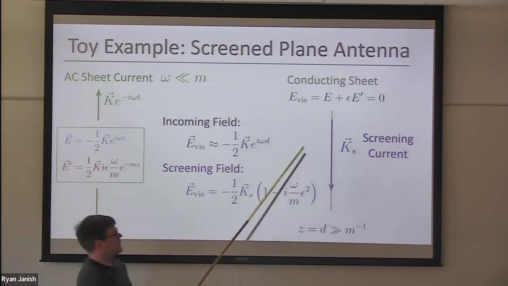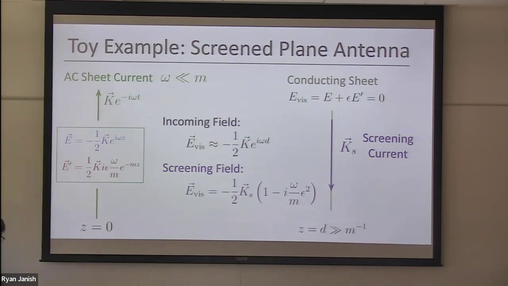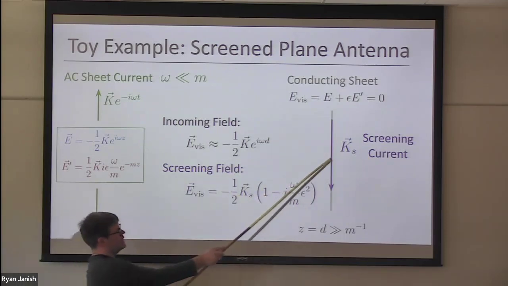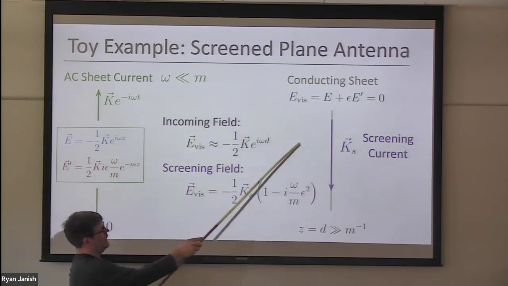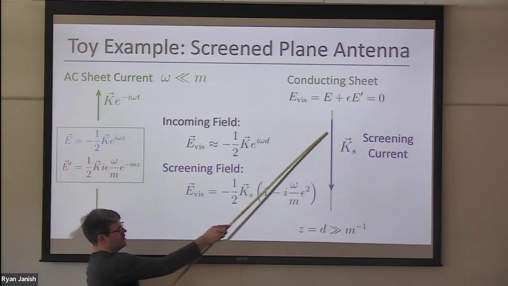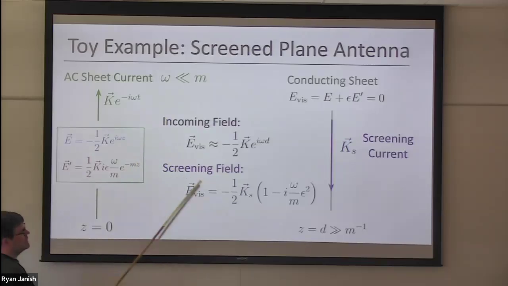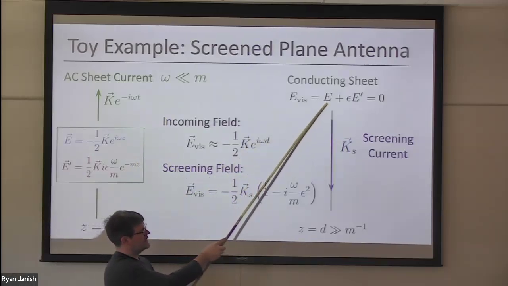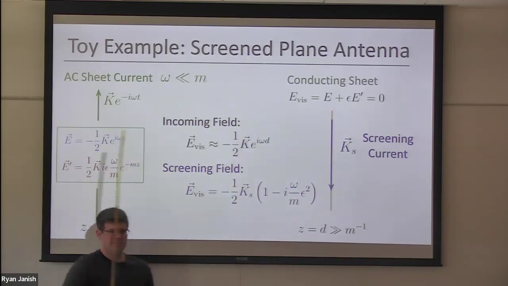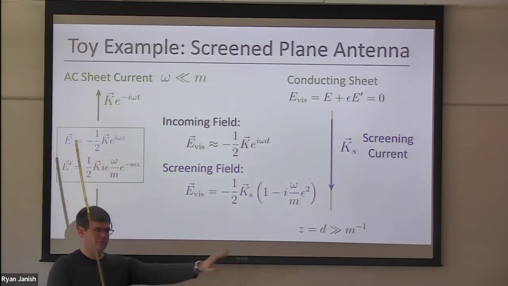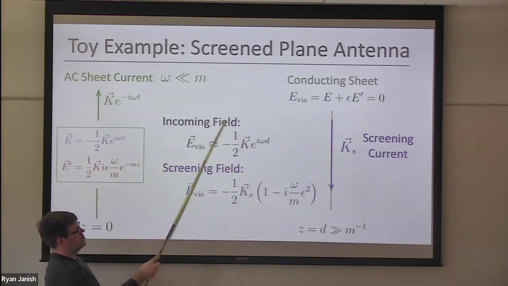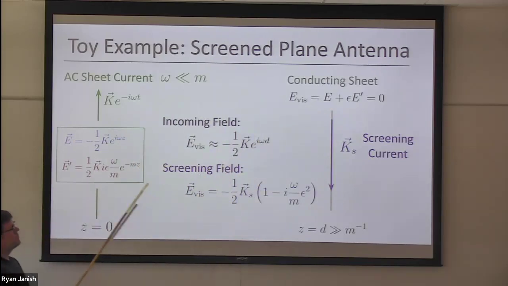So the conductor tries to enforce this boundary condition, that the visible field goes to zero. What we want to compute is this screening current. We want to ask, what is the visible field impinging on here? In this case, where they're far separated, the visible field nominally has components from both the massless and the massive fields. The massive component is going to die off long before it reaches here. So what's hitting here is essentially just this massless plane wave component.